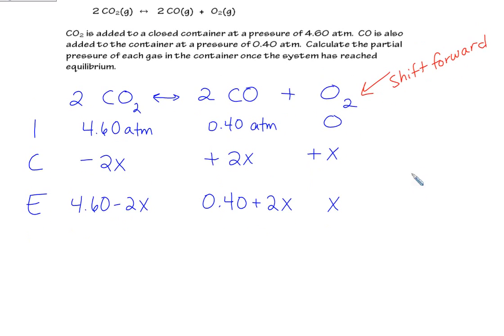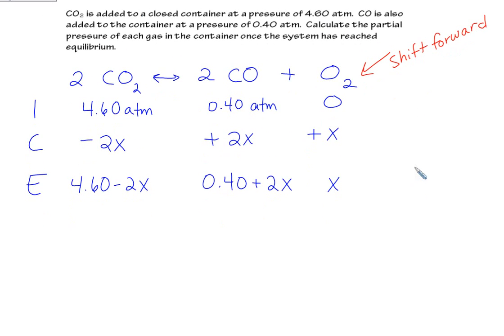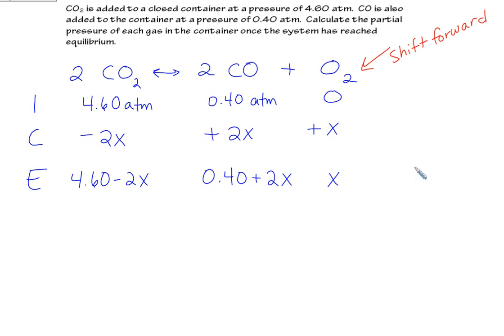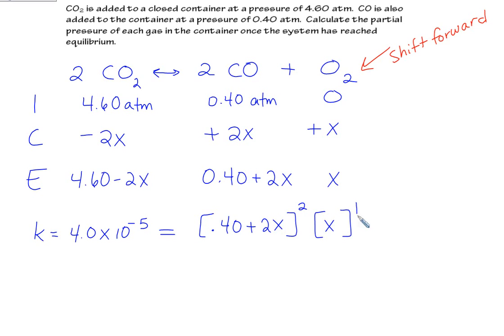Okay, so we have K. Where was it? 4.0 times 10 to the negative fifth. K is small. All right, K equals 4.0 times 10 to the negative fifth, which will be products over reactants. On the top, I'm going to have this 0.4 plus 2x, and I still need to square that because of the ratio in the balanced equation, times x to the first, all over 4.6 minus 2x, and that's all getting squared.